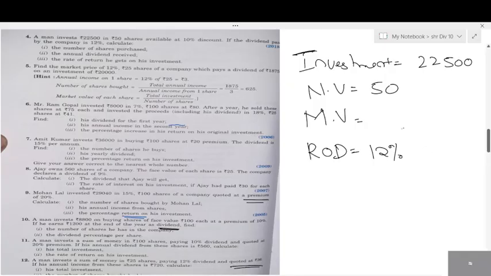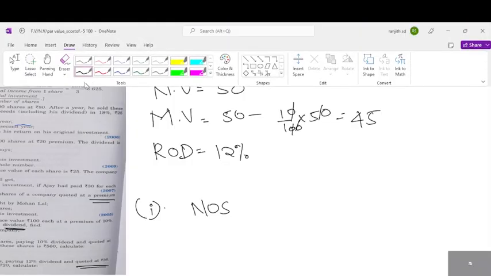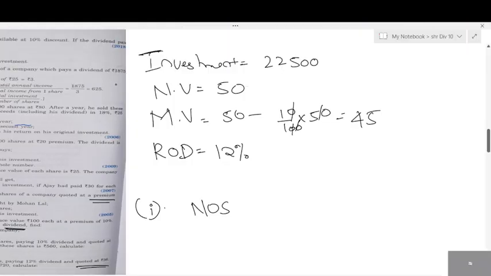If you calculate for discount, 10% discount, 50 minus 10 by 100 into 50, or 50 into 10 by 100, two zeros cancel. So that is equal to 45. Did all of you get 45? Okay, now number of shares, students. See, there is no separate formula for number of shares. There are separate formulas, but you'll get confused. You'll definitely get confused. I'll tell you.